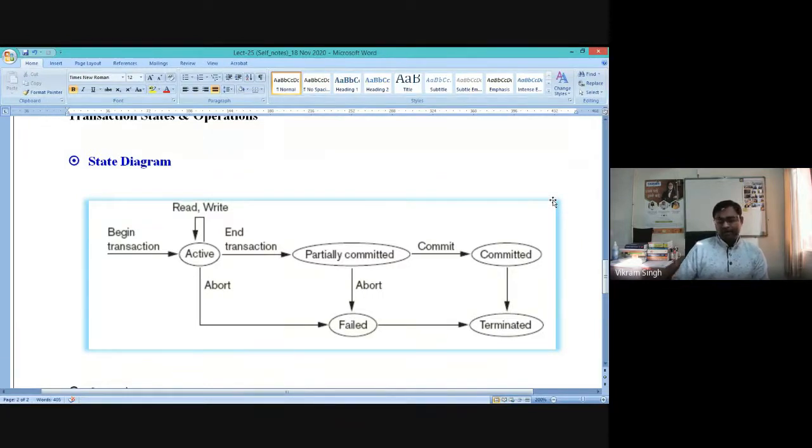Typically the first state is the active state. Whenever we go to an ATM, whenever we initialize some transaction, after providing the pin code and a few choices, we start reading some data values, and that is happening in the active state. Whenever you are applying some value, like entering the amount value which you are going to withdraw, that's your transaction in the active state.